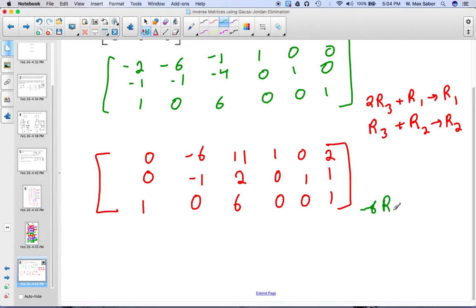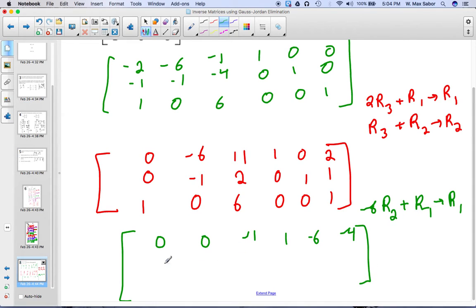So -6 times the second row, add that to the first row. And let's do that. 0, 0. So -6 times 2 is -12, plus 11 is -1. And then we'll have 1, -6, and -4. 0, -1, 2, 0, 1, 1, 0, 6, 0, 0, 1.